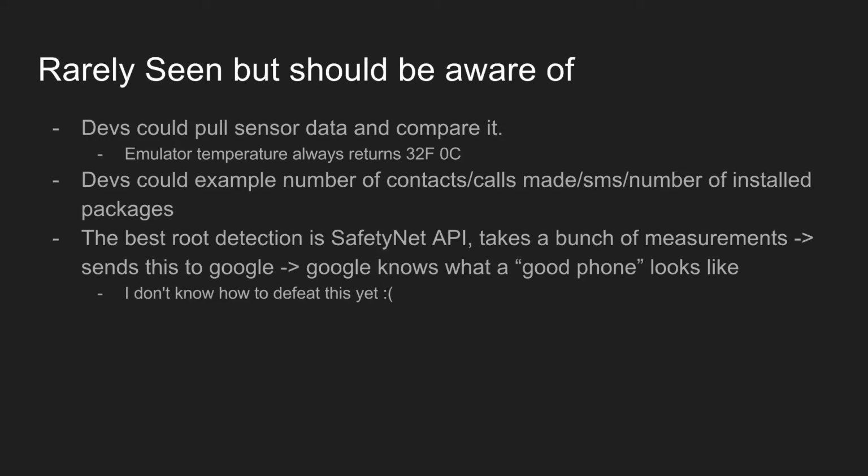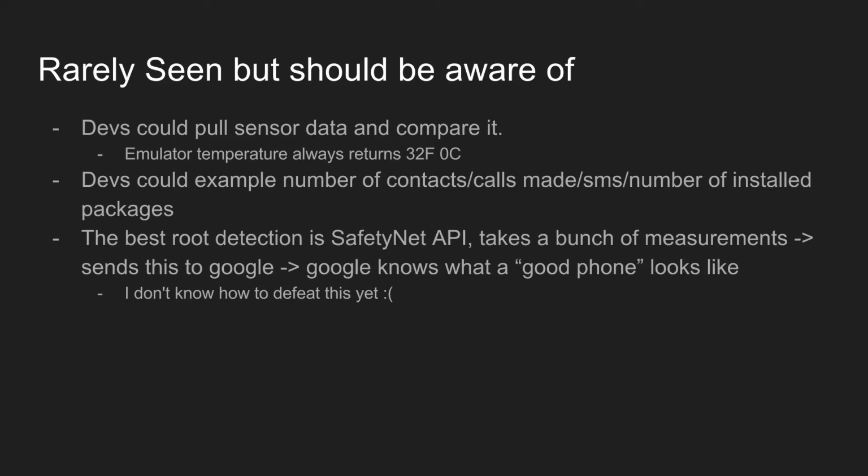Dynamic checks. These are super rare, but it can be done. Devs could pull sensor data and compare it. One of the things I did at my job at MITRE is I built a little tool that would check if I was running an emulator. The emulator always returns a temperature of 32 degrees Fahrenheit or 0 degrees Celsius, depending on where you are, right? So if I'm in California and it's 32 degrees Fahrenheit, I'm probably running on an emulator. Devs could do more sophisticated checks, like checking the number of contacts, calls made, SMSs, number of installed packages.